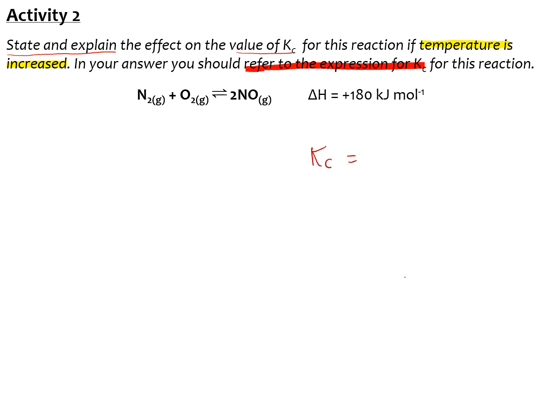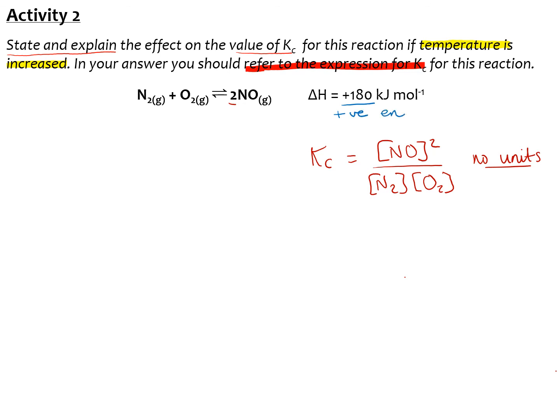Kc is the concentration of the products, which is in this case NO, and we square it because it's 2NO. We're going to divide that by the product of the concentration of the reactants. Remember, product just means times. So N2, and that's just stoichiometry of 1, and we have O2, again, stoichiometry of 1. So there will be no units here, so that's something just to bear in mind. We have 2 concentrations on the top, and we have 2 on the bottom, so the moles per decimeter cubed would cancel out.